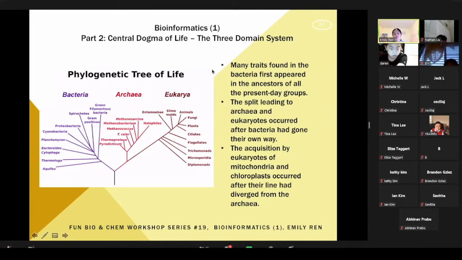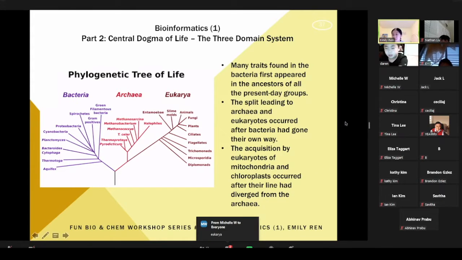The three-domain system. The three domains of the phylogenetic tree of life are bacteria, archaea, and eukarya. Does anyone know which domain humans belong in? So Michelle said eukarya, that's correct.